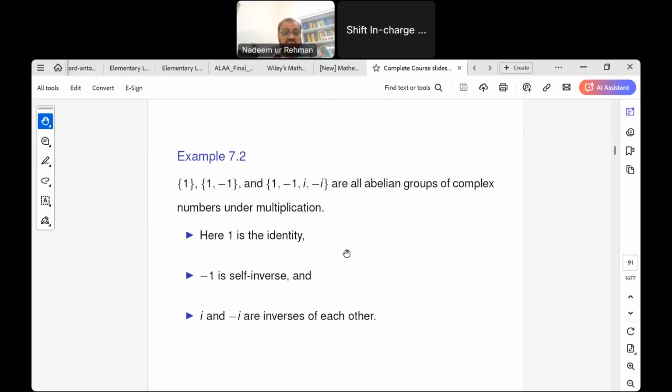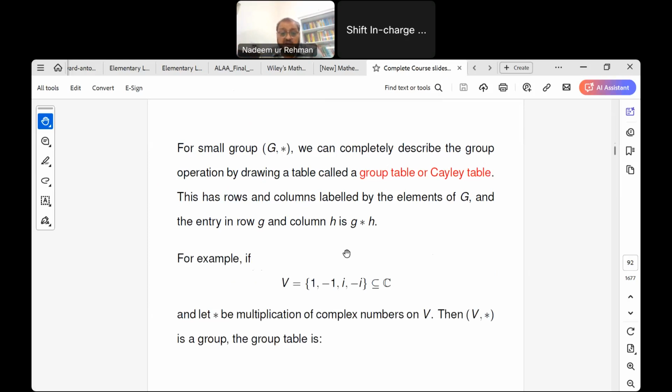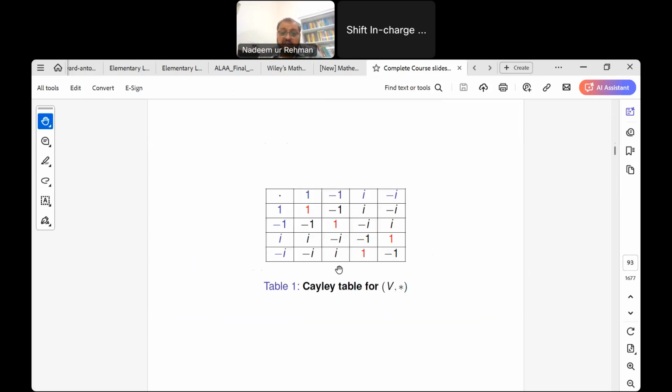The group of complex numbers under multiplication. So we just say that 1 is self-inverse, minus 1 is self-inverse, and i and minus i are inverses of each other. So this means we have to discuss the finite group. We write all this finite group in a table, and that table we call a Cayley table. The rows and columns are labeled by the elements of G. For an entry in row g and column h, we take the composition of these. So we have a table like this, the Cayley table.